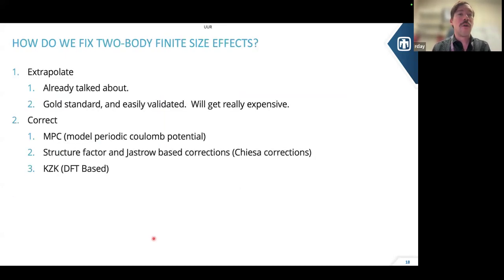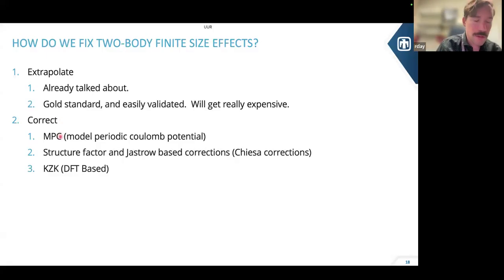All right, so how do we fix these? I already talked about it. The gold standard here is to just extrapolate it away. So it's easily validated, but it gets crazy expensive. So the other option you should consider is to see if you can correct it away. And there are several ways of doing this.